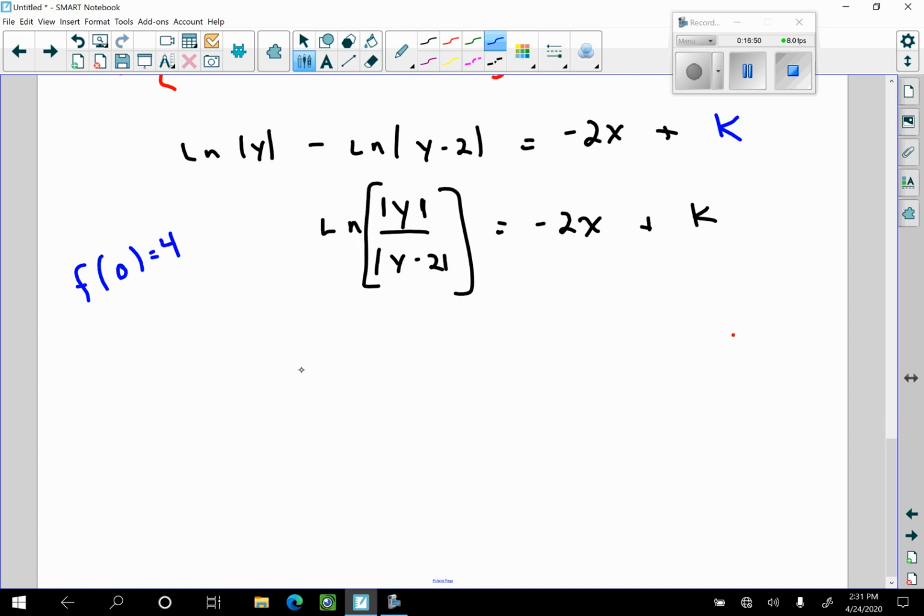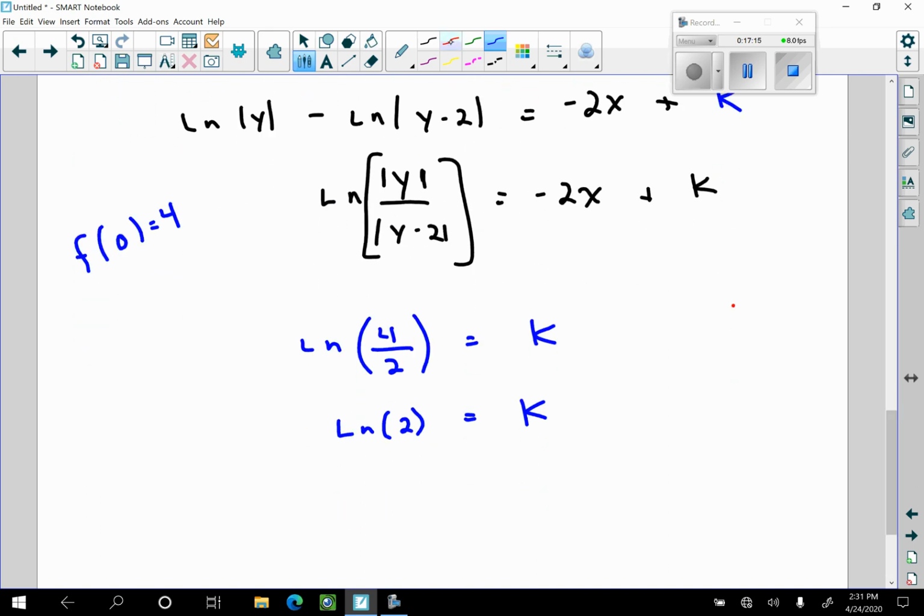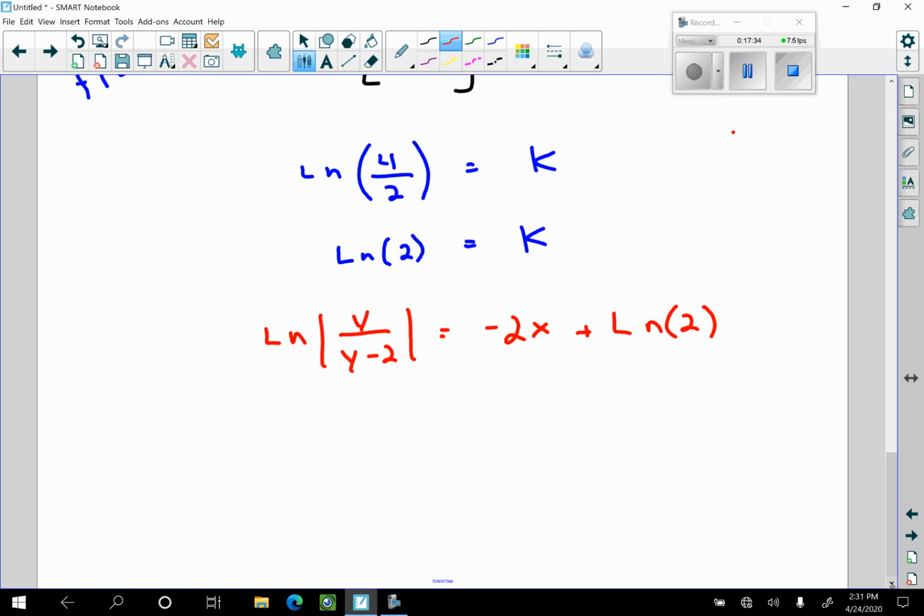So what do I have? So this tells me that ln of 4 over 2, 4 in for y, I have 4 over 4 minus 2 is 2, is equal to 0, k. So what's k? K is equal to ln of 2. Now, we could go through the process of actually solving this for y, but we're going to leave our equation like this. We're going to say, hey, the ln, and I can write it this way, property of absolute value, is equal to negative 2x plus ln of 2. Okay? And we're not going to worry about doing the laws of exponents on both sides.